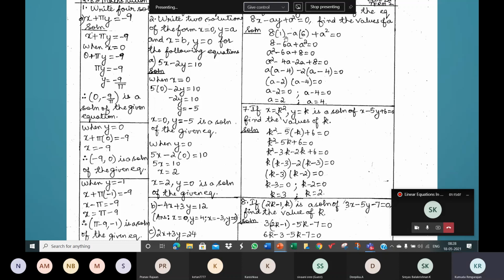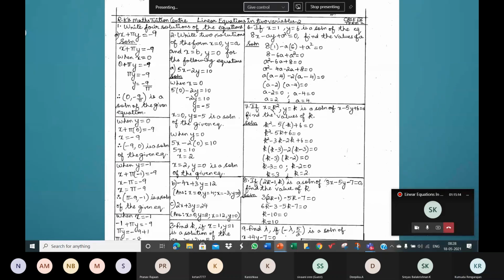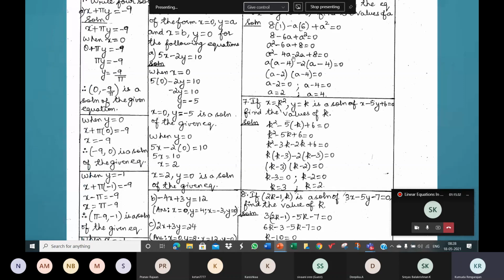All right, so if 1, 6 is a solution of this equation, find the values of a. So, you just have to use 1 in place of x and 6 in place of y. You get a quadratic equation. Split the middle term, solve and find the values of a. That's all it is. The question is to find the values of a, and here are the values of a.